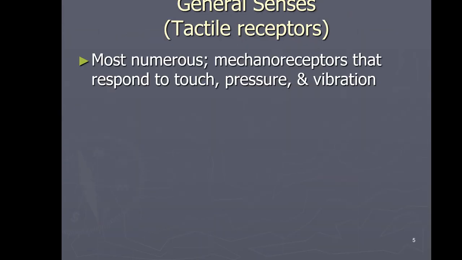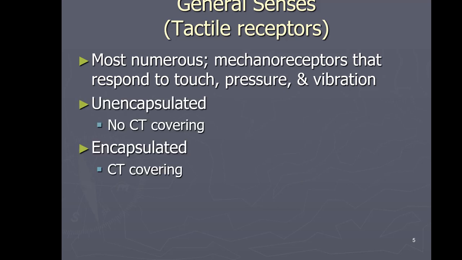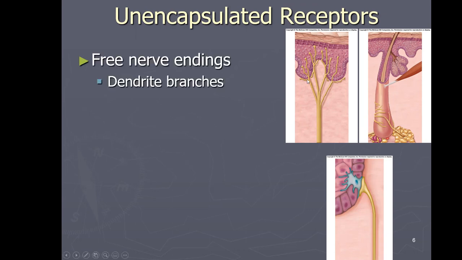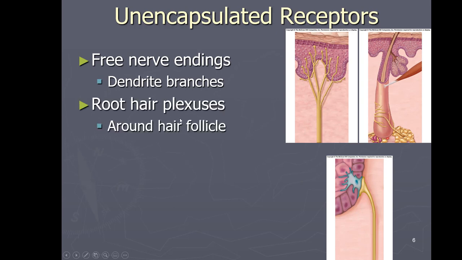As far as the types of receptors that we have, they can be unencapsulated, with no connective tissue, or they have connective tissue around them. To be honest, it doesn't matter for our purposes. So I just wanted to bring up some different ones, and some of these you've seen before. So free nerve endings we saw when we talked about the skin. Hair root plexuses we talked about when we talked about the skin also in hair. You can see this is a good picture of the nerves surrounding a hair follicle.